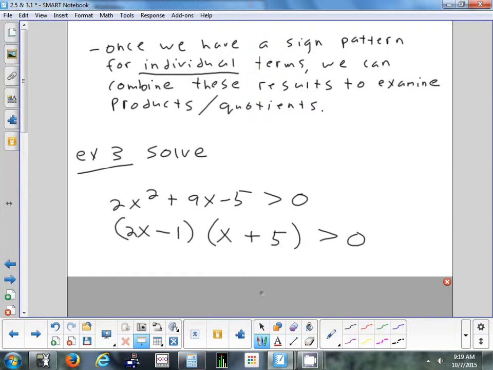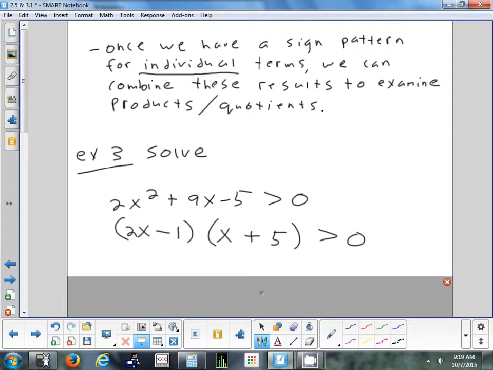Let's try that. Okay, let's check, see if that works. So we get 2x squared. 2x times 5 is 10x. Take away 1x. Is that what we wanted in the middle? Yep. And a negative 1 times 5 is negative 5. Okay, so we factored it.